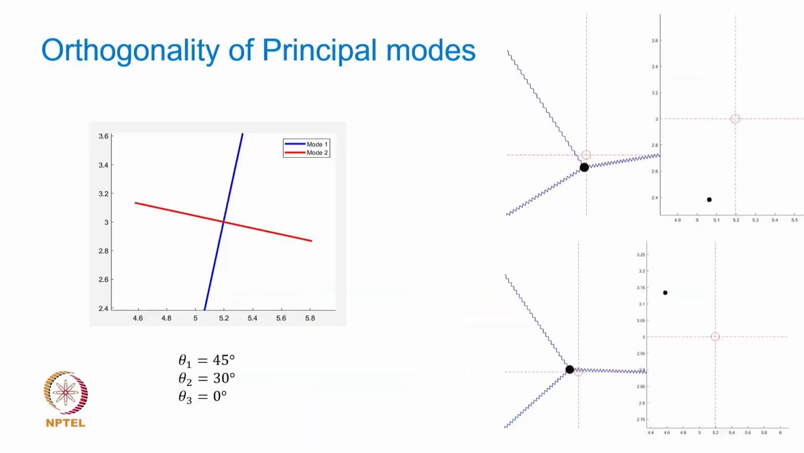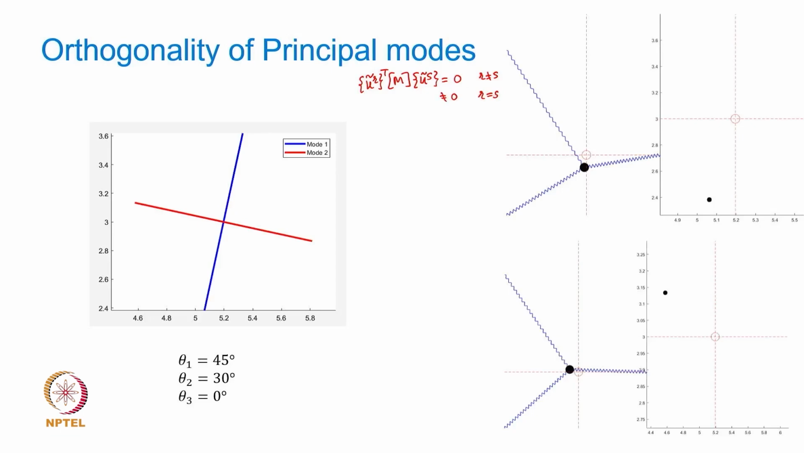All right, now finally coming to the orthogonality of principal modes, wherein we have shown that U_r transpose M U_s is equal to 0 for r not equal to s, and is not equal to 0 for r equal to s.